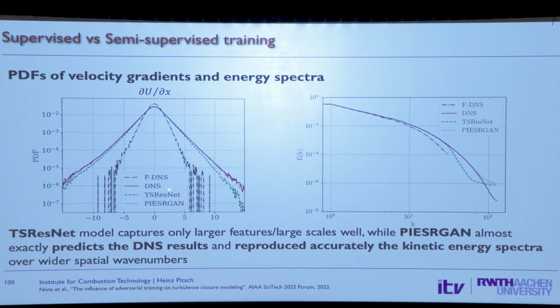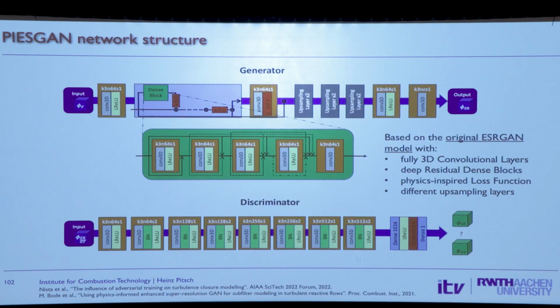This is the filtered DNS. And then the green line is just using the generator. I mean, just train a CNN type network. And you see it also misses out on some of these very large gradients. And then here the model I just showed you. So by the way, red is the DNS. That matches the DNS really well, and this is the energy spectrum, and also here it matches really well, except for the very high energy content.